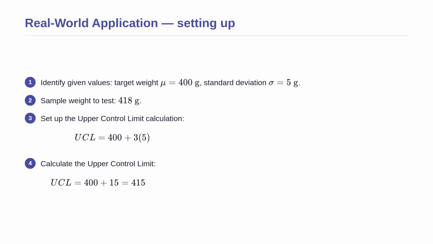We start by setting up the upper control limit. We take the target weight of 400 and add 3 times the standard deviation of 5. Multiplying 3 by 5 gives 15. Adding this to 400 gives us an upper control limit of 415 grams. This is the absolute ceiling for our bread weights.